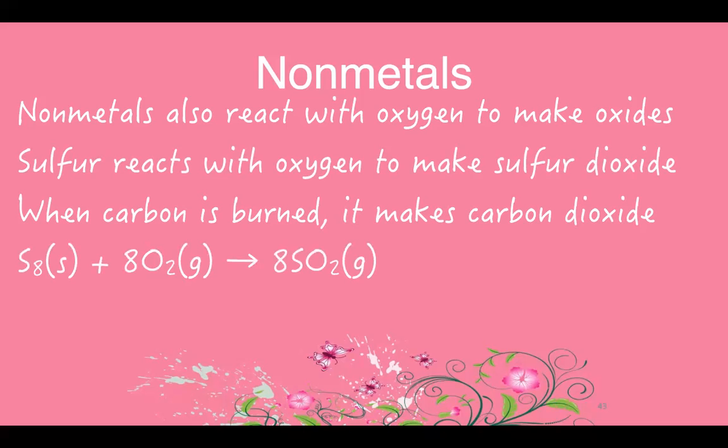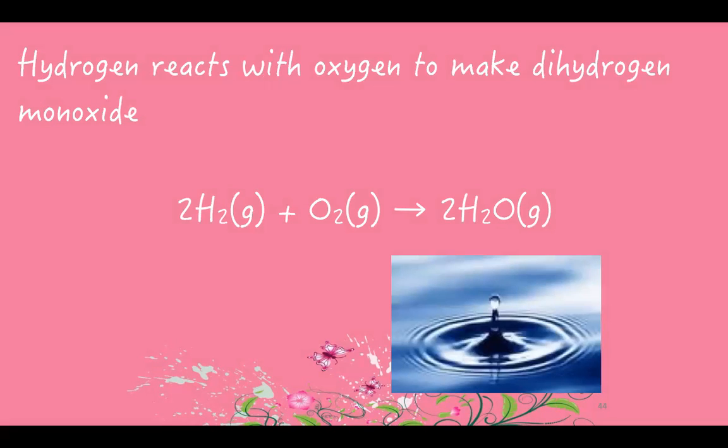So here is the reaction with sulfur. So again, it's the same thing. It's going to form a non-metal oxide. Determining the formula of the non-metal oxide is a bit trickier because they're a non-metal and oxygen is also a non-metal. So it is a molecular compound. It's a covalent compound. So charge doesn't play a part. So that's a bit trickier. We'll get to that a bit later. Hydrogen reacts with oxygen to make dihydrogen monoxide, also known as water.